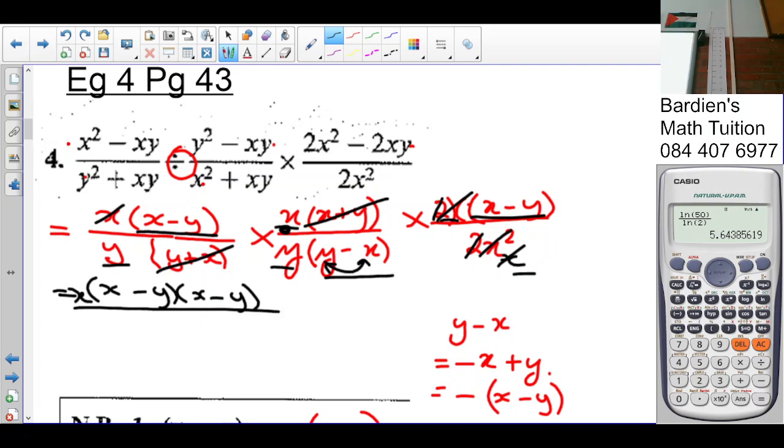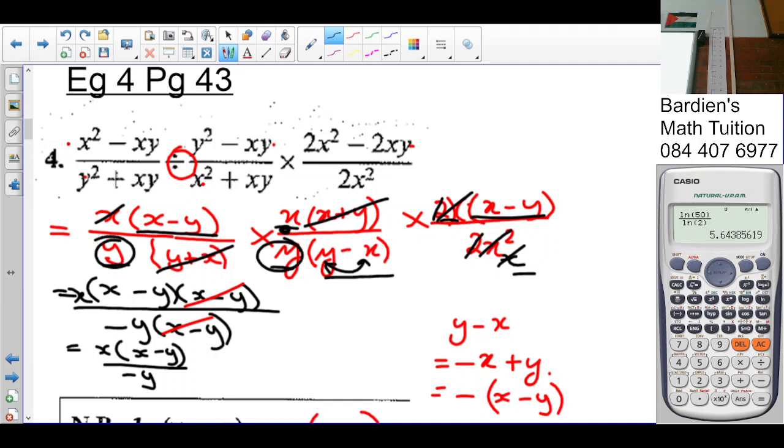If we swap this around, what's going to happen? Negative comes out. y into y, x minus y. So what happens? x minus y cancels x minus y. So we are left with x into x minus y over minus y. Oh, here's another y. So it's going to be y squared. Okay, thank you.